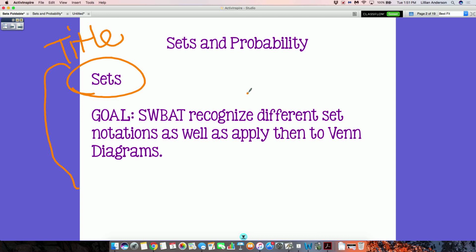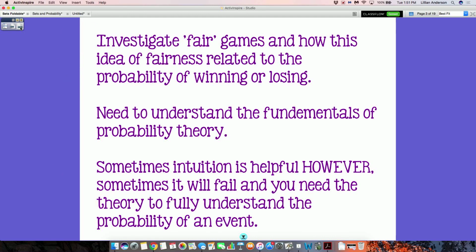Along with this goal, you'll be able to recognize different set notations as well as interact with the vocabulary and apply them to Venn diagrams as well. Before we get started on this particular unit that deals with probability and sets, there's a couple of things I need to go over. You don't have to write this down, but there are certain things I need to make sure I say. In this unit, we're going to be investigating fair games, like rolling a fair die, and then determining the probability of winning or losing, okay?